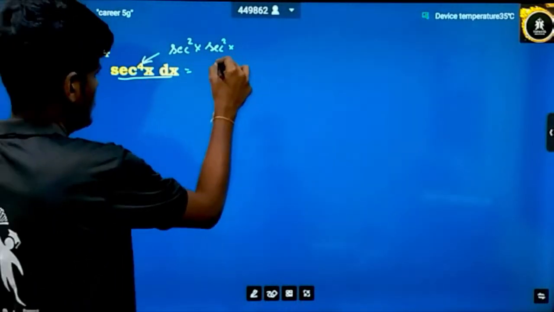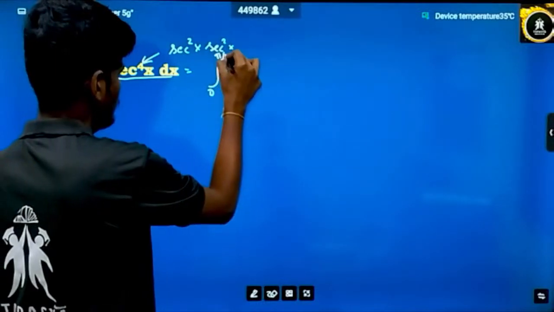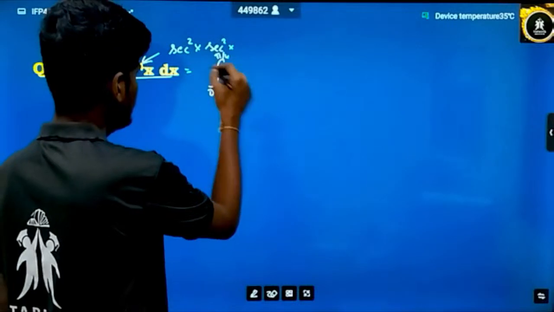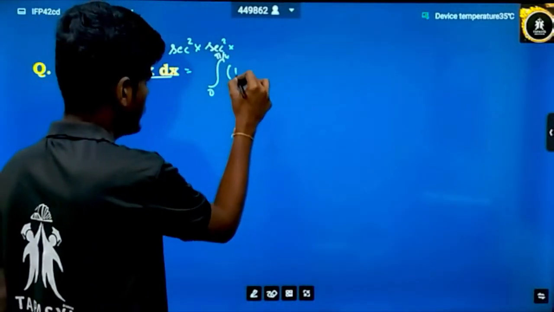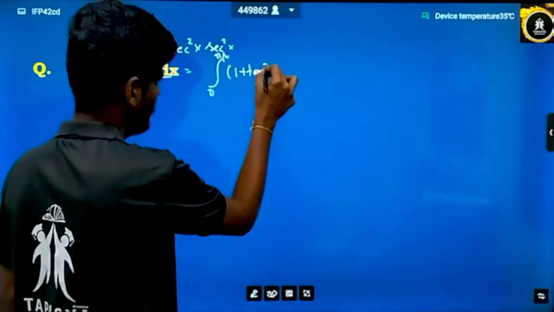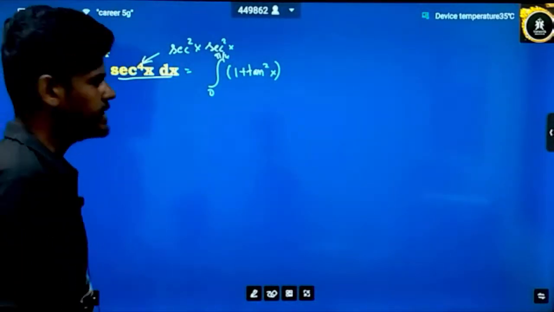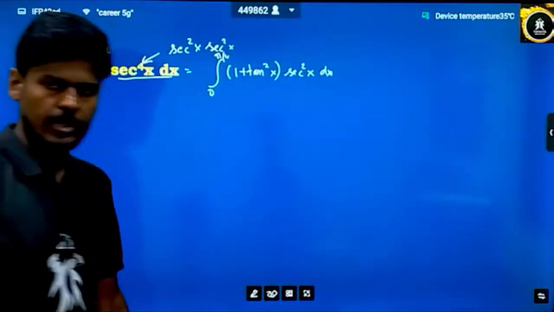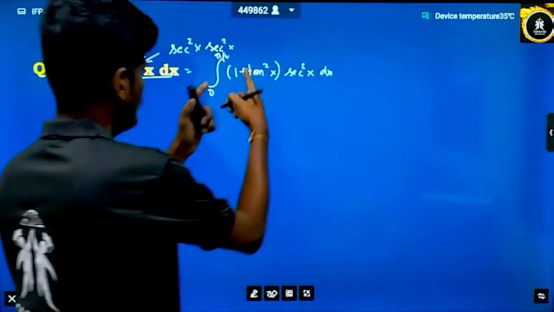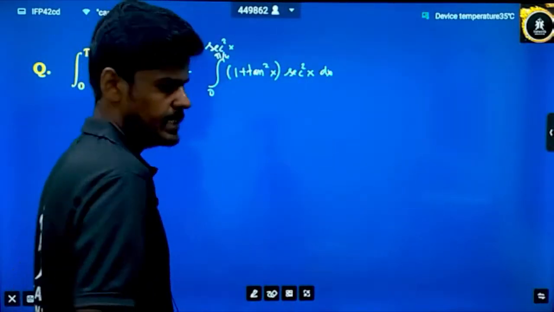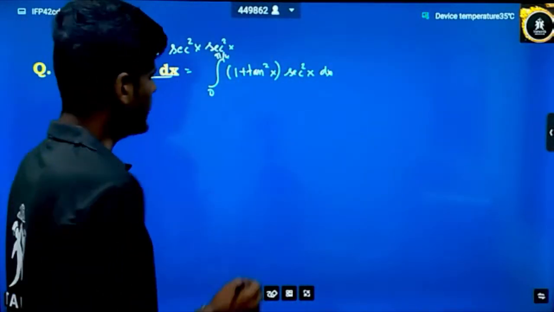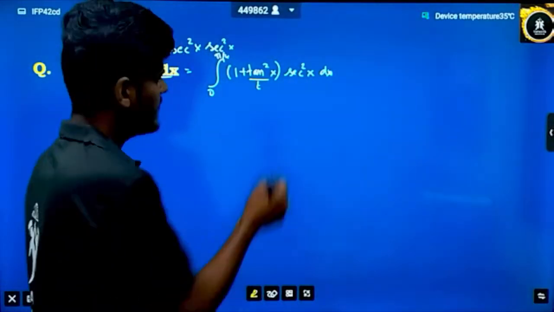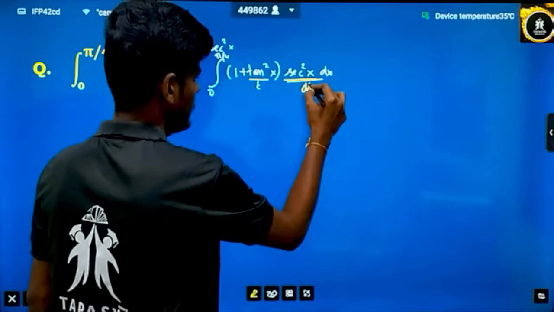Now this integral will be the integral between 0 to pi by 4. Secant power 4 is secant square into secant square. We will write the first secant square as 1 plus tan square x, and the second as it is, secant square x dx. Now we have 1 plus tan square x into secant square x dx. Now substitute tan x equal to t. When you substitute tan x equal to t, secant square x dx will become dt.